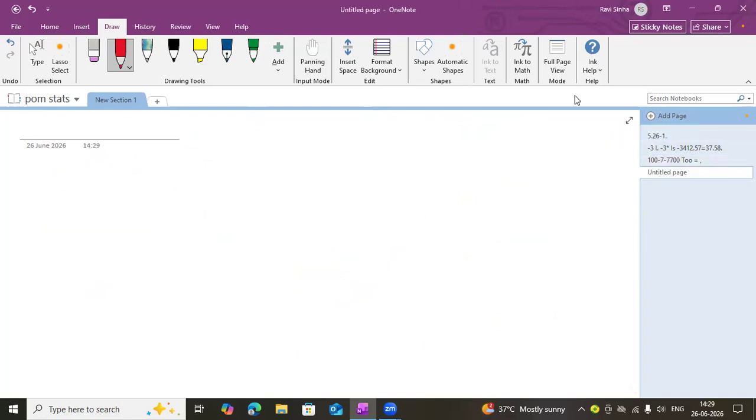Now let us do another problem. How to convert 527 1 by 2% into a fraction. Take 1 minute of your time in solving this question and then we'll proceed with the solution.